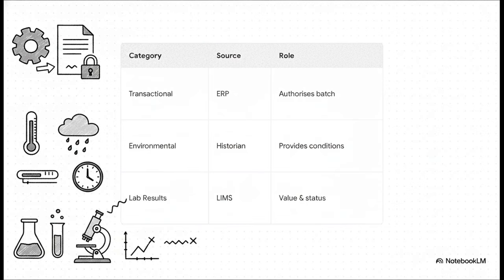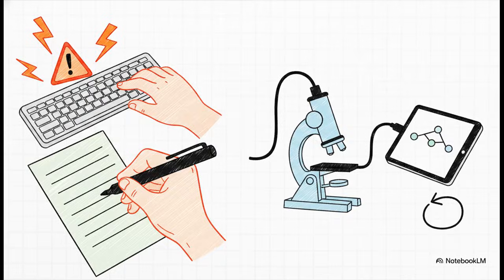Environmental data flows in from monitoring systems or the historian, giving you the exact conditions with context. And lab results come directly from the LIMS. But notice something crucial about those lab results. It's not just about grabbing a raw number. The LIMS has to provide the value, the status, and the specification context, so a provisional result is never accidentally recorded as final. Let's check back in on Northstar.